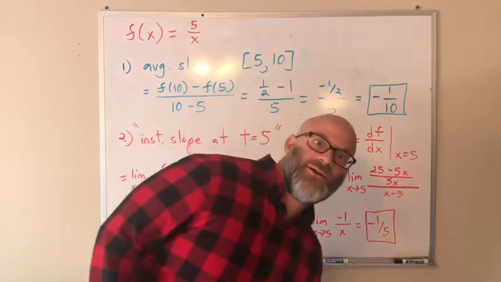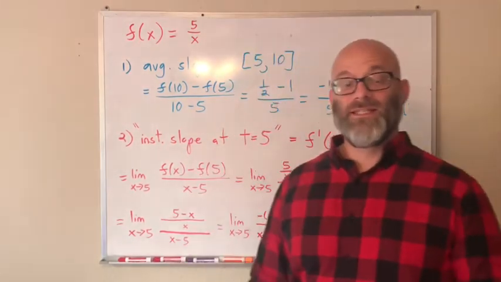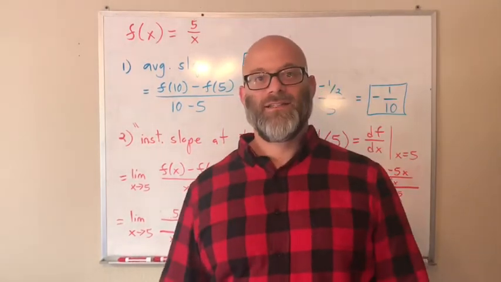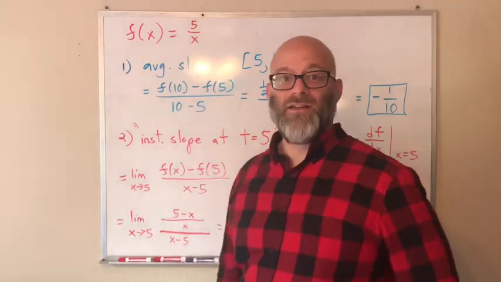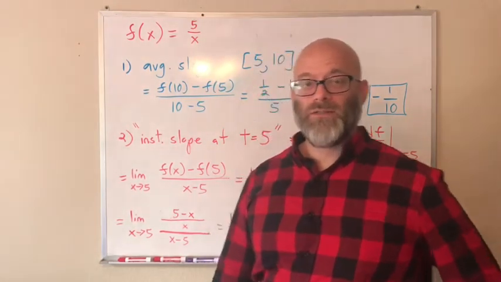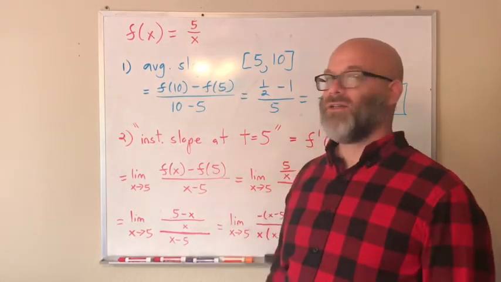All right, folks, so we need another example. That's the best way to just get our head around this. So in this case, we don't have any context like position and velocity. Instead, we just have a function f. So we could talk about its slope, both its average slope and its instantaneous slope. That's all we're going to do.